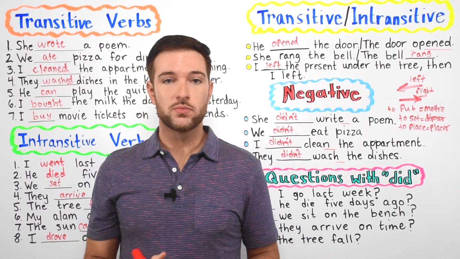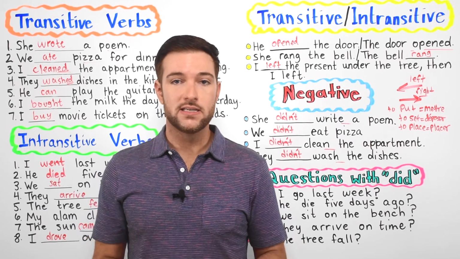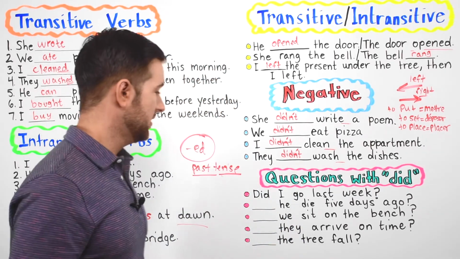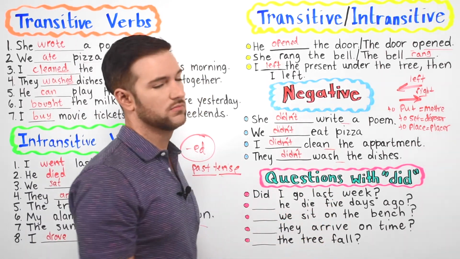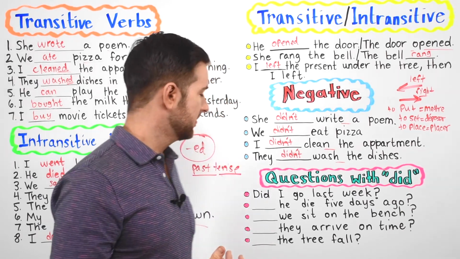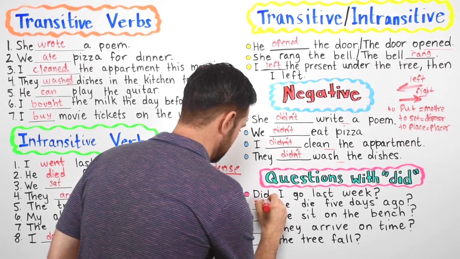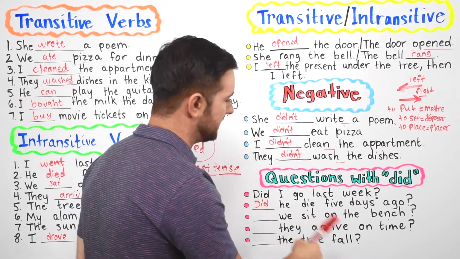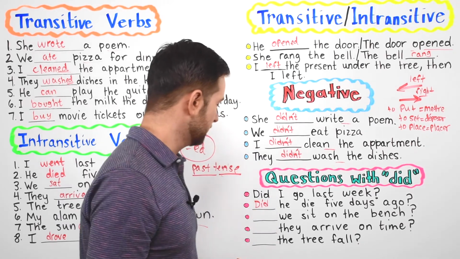Maintenant, quand on veut formuler des questions, tout ce qu'on doit faire est de mettre le mot did devant la phrase. Okay, so with questions with did. Did I go last week? Y suis-je allé la semaine dernière? Did he die? We'll put did, because c'est une question. Did he die 5 days ago? Est-il mort il y a 5 jours?